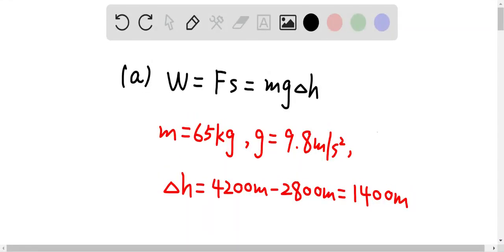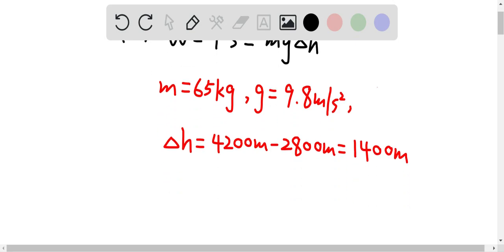Okay, so we know work done is equal to force times the distance. So the force in this case is the gravity of the person, which is mg, and the distance here is the height difference, because the person is starting at an elevation of 2800 meters. Therefore, we know the mass of the hiker is 65 kilograms, the acceleration of gravity is 9.8 meters per second squared, and the height difference is the top of the mountain minus the elevation point, which is 4200 meters minus 2800 meters, and this gives us 1400 meters.